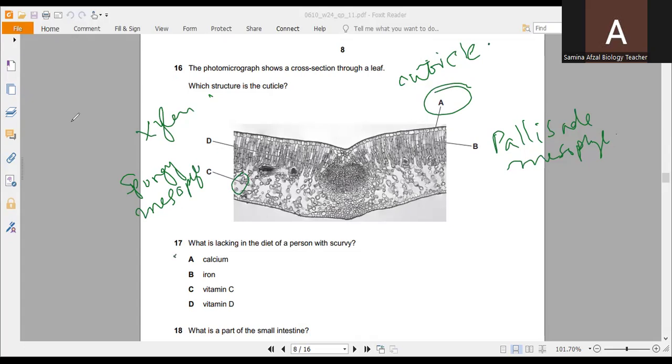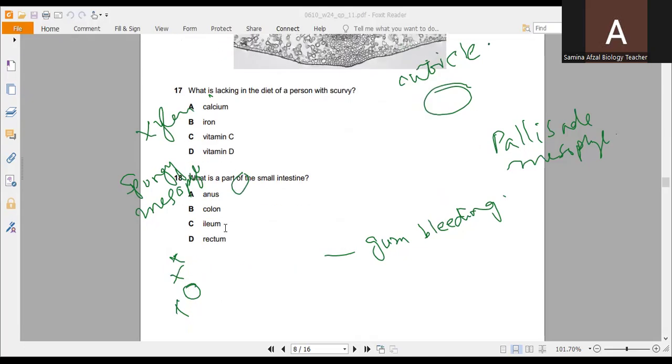What is lacking in the diet of a person with scurvy? Calcium causes softening of the bones. Iron causes anemia. Vitamin C causes the scurvy, which is the gum bleeding. So vitamin D, again, it causes the softening of bones and teeth. So C is the correct option.